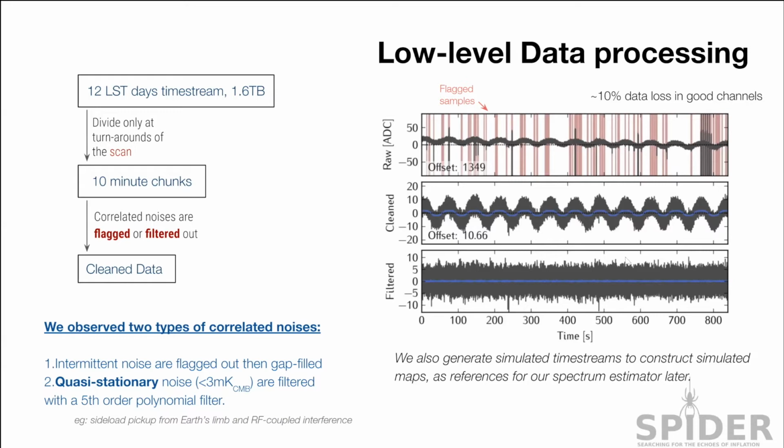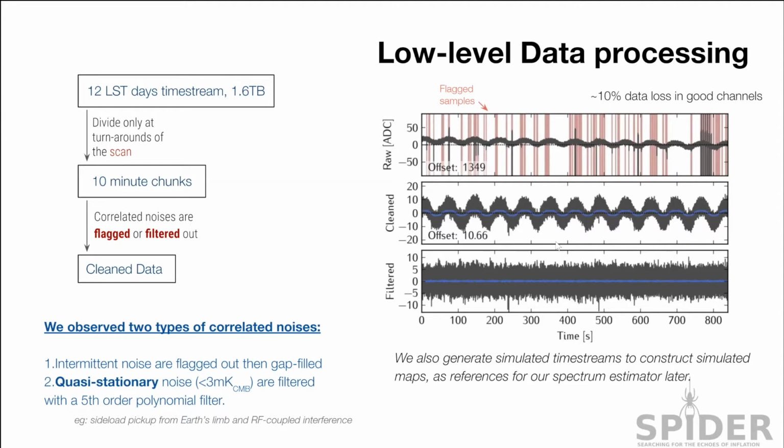I also want to note that we generate simulated time streams to construct simulated maps as references for our spectrum estimator later. For example, the blue time stream here is a reconstruction from a Planck map using our pointing and scan strategy. These can also be made into maps for comparison, and I'll show those later.